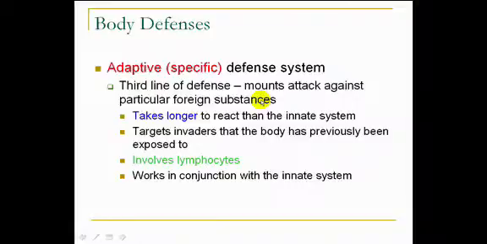It targets invaders that the body has previously been exposed to. And the cells that are involved here are your lymphocytes. So in your innate immune system, it's other white blood cells like your neutrophils, eosinophils, basophils that act as phagocytes, monocytes. And in your adaptive immune system, it is your lymphocytes, your T and your B cells. Okay. Now these two systems work together, but they're slightly different.